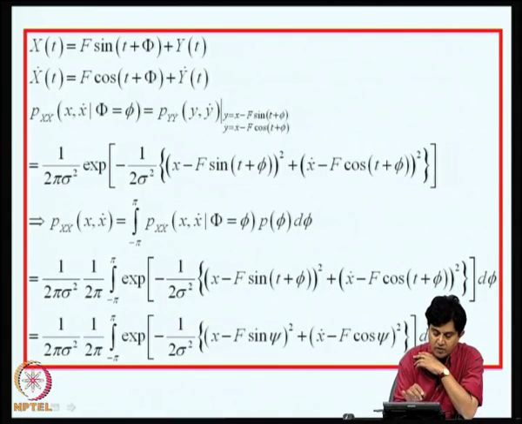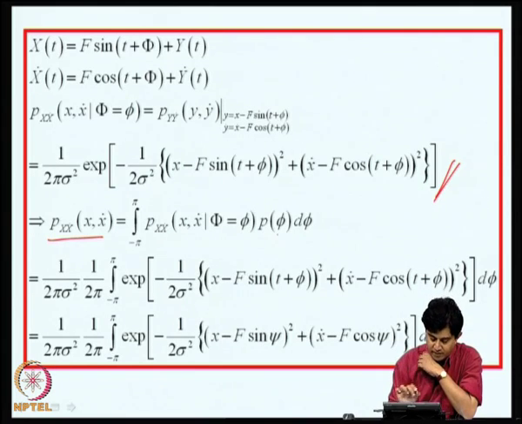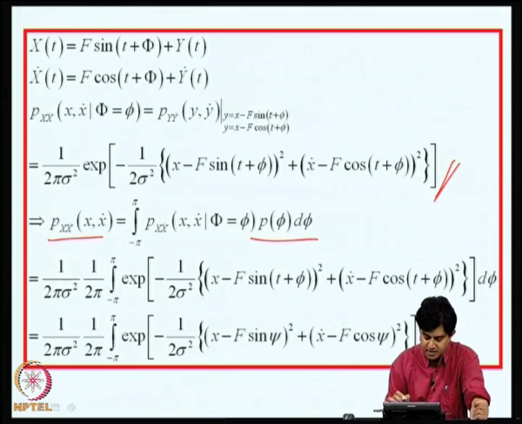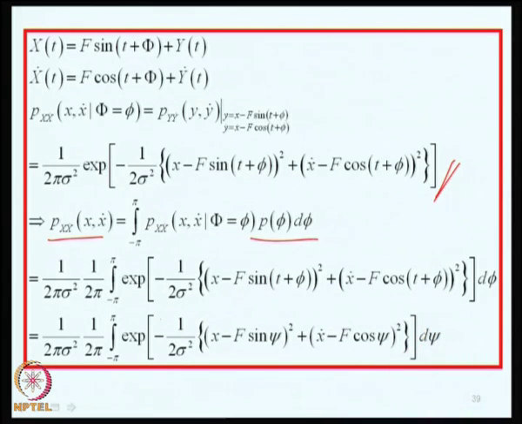Now, conditioned on phi, x of t is a Gaussian random process because y of t is Gaussian, and it will have now the mean which is A sin(t plus phi). So, if you write this Gaussian density function, this will be the conditional density function. Now, for the unconditional density function we have to carry out an integration with respect to the probability distribution of phi, that is as shown here.